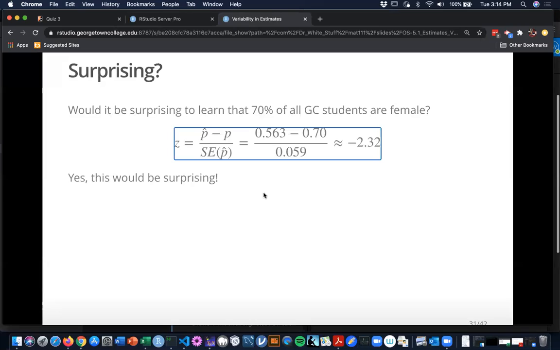You might be kind of dubious. Is the registrar maybe mistaken about this? Were they looking at the wrong list? Because if they're right, then something really unlikely happened to you when you took this sample. Maybe the registrar is wrong about it. That's the kind of feeling you'll have if you get a really big z-score. And I'll try to back that up with some probability talk later on, maybe on Thursday, we'll see.